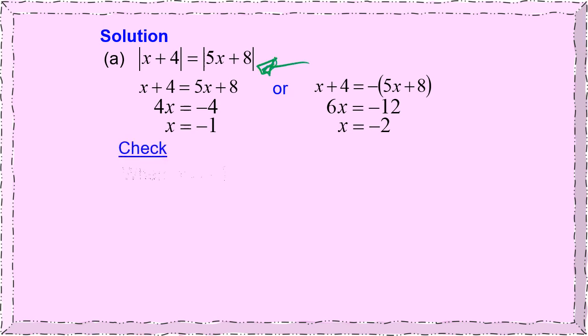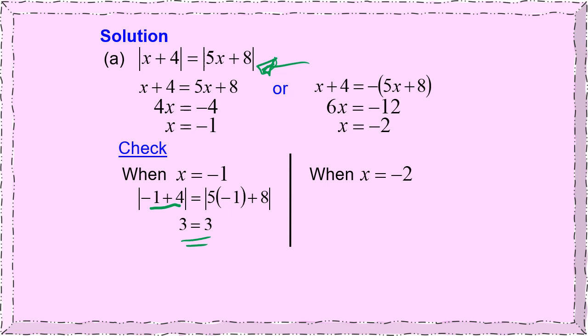So when x equal to -1, what do we get here? We get absolute of -1 plus 4, and then on the right hand side also absolute of 5 multiplied by -1 plus 8. So we have absolute 3 on the left hand side and absolute of 3 on the right hand side, which are both equal to 3.